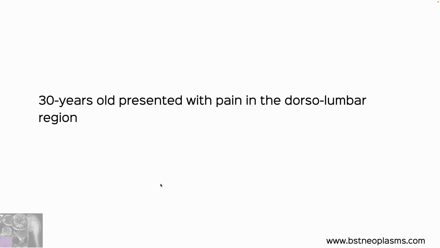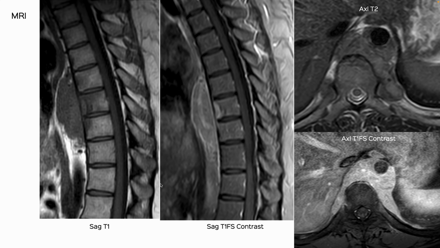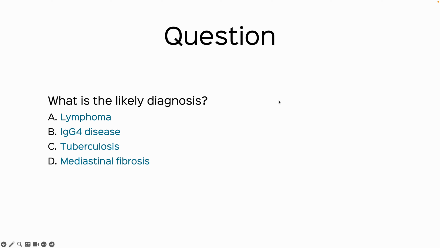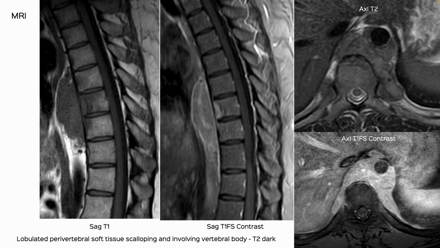This is a 30-year-old who presented with pain in the dorsal lumbar region. This was what was put up. So, two sagittal MRs. Clearly, we can see this abnormal soft tissue here. It's lifting the aorta. In the contrast study, erosion and scalloping of the vertebral body here. And the question was, what is the likely diagnosis? And we had these four differentials that I had put up.